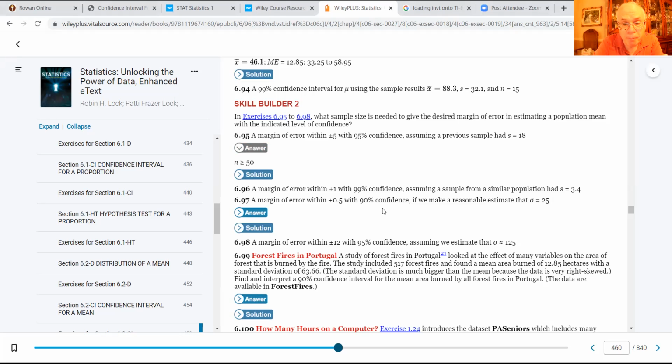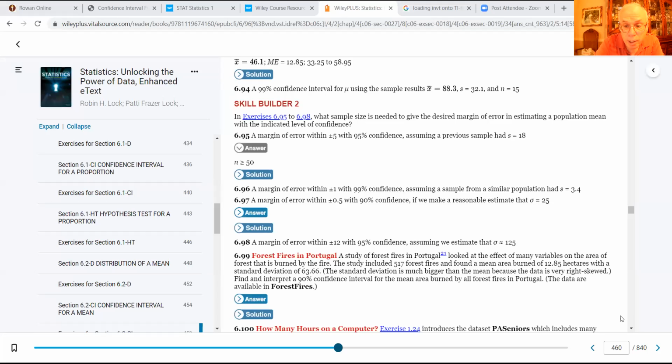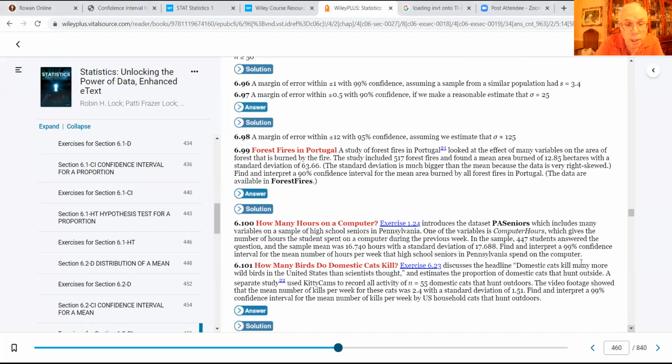Okay. All right. So let's stop sharing here. Back to the book. Let's just do a word problem. See if we can find a nice word problem. Okay. I guess this one here is good enough. Forest fires in Portugal. All right.